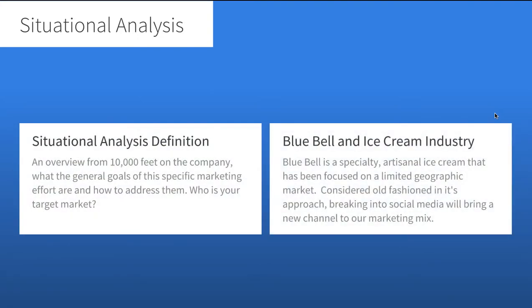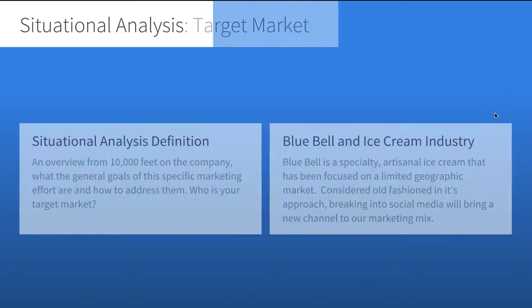With a situational analysis, I talk about what Bluebell is. It's a specialty artisanal ice cream, right? And its focus has traditionally been on a limited geographic market and how it's considered old fashioned and how breaking into social media will help it bring in a new part of the marketing mix, right? And I might talk about how ice cream sales are up during the pandemic, maybe, since we're in that right now. I might talk about how distributing it farther will mean more sales and how much to the bottom line, but I would bring it back to why YouTube and what the target market would be.